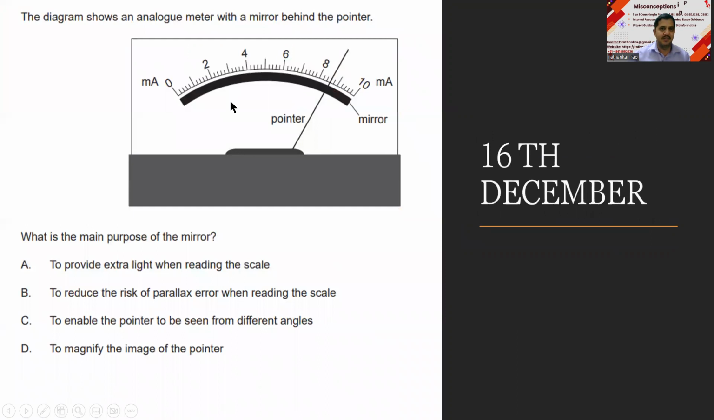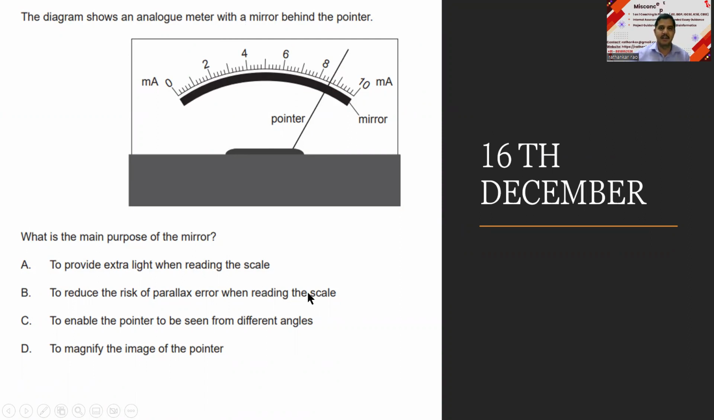The first MCQ tells you the diagram shows an analog meter with a mirror behind the pointer. What is the main purpose of the mirror? Why should this mirror be used? There's a mirror placed over here. You would have observed this in digital meters, analog meters. So why do we have this mirror? There are 4 options given.